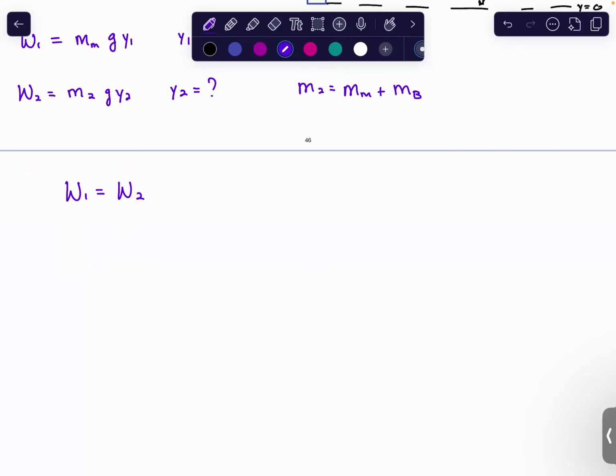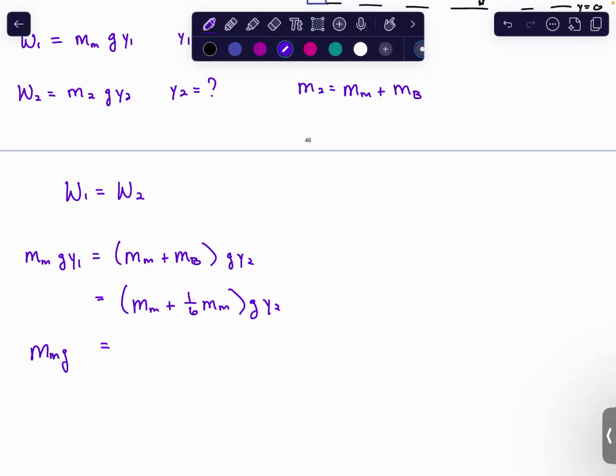So on this side we have the mass of the mother, g, y1. Over here, this is the mass of the mother plus 1/6 the mass of the mother, times g, y2. How do I add those numbers? It's 7/6. Figure 1 is 6 over 6, and you add 1 over 6.